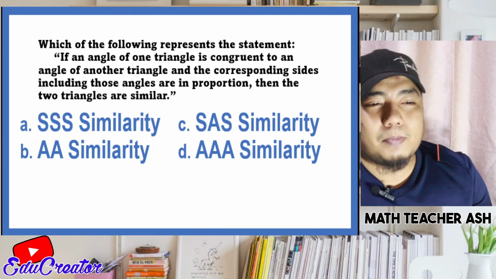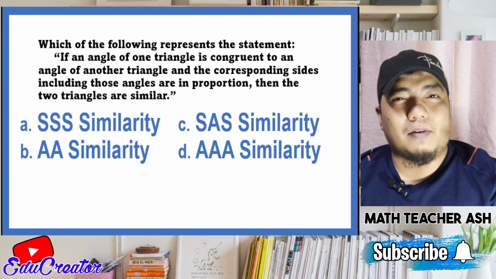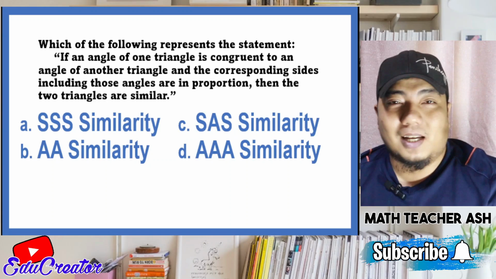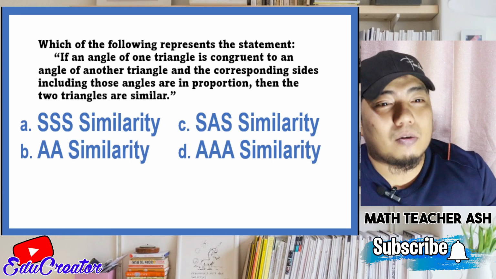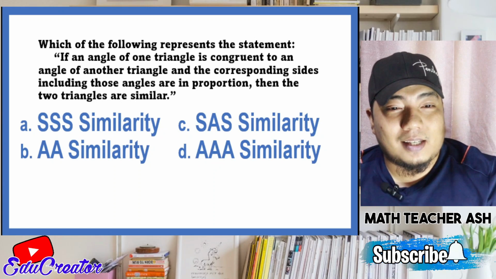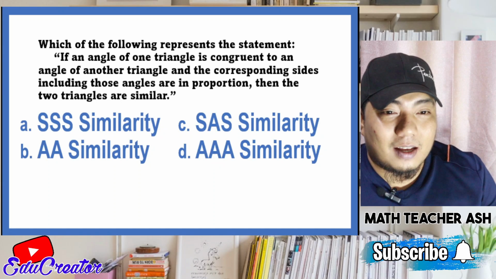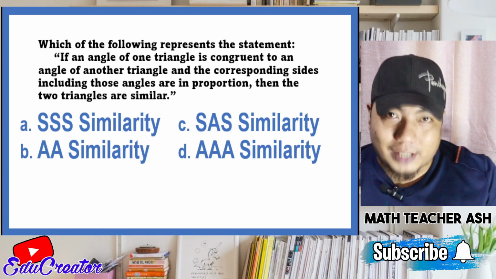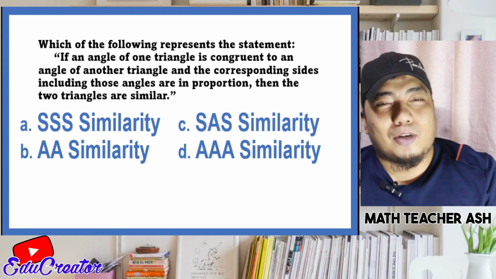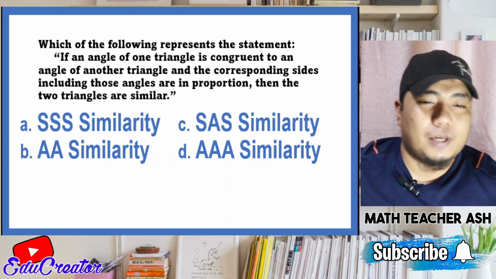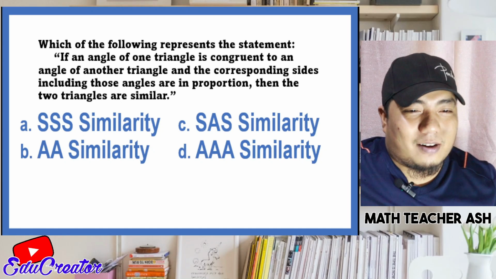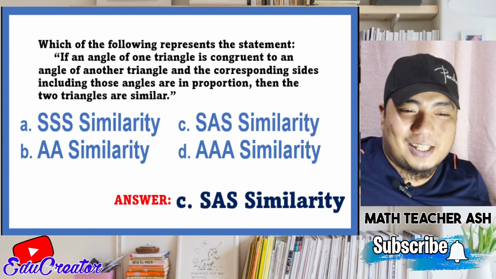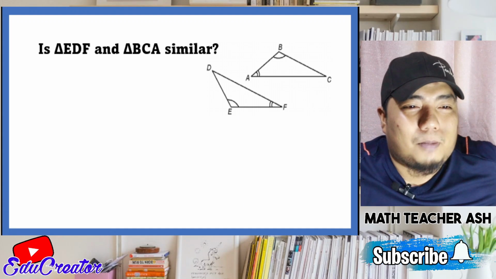Okay, my dear math learners, basically we have only three similarity theorems. Those are the SSS, AA, and SAS. There is no such thing as AAA similarity. So now, let's go back to our statement. It says here an angle and the corresponding sides including that angle. So therefore, there are two sides and one angle being talked about. So if that is the case, then our answer should be letter C. Okay, let's check whether we are correct. Okay, we are correct, my dear math learners. Easy, right? So now let us go to the next problem.